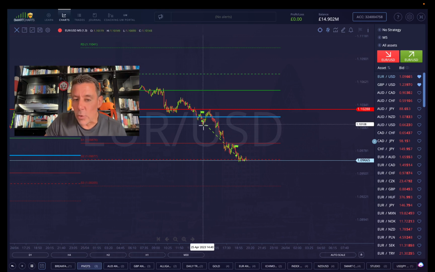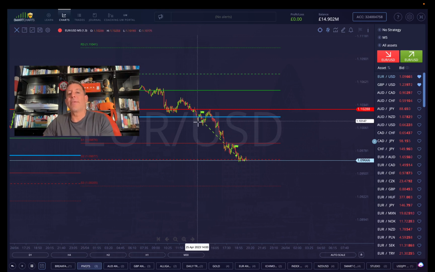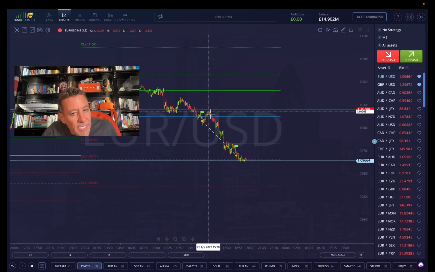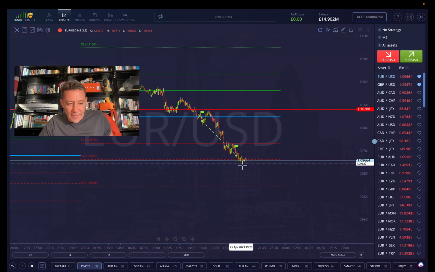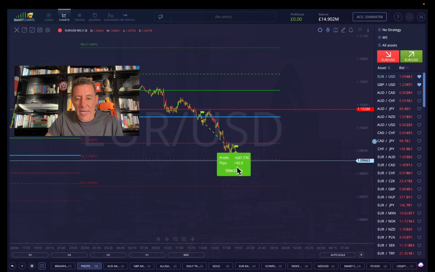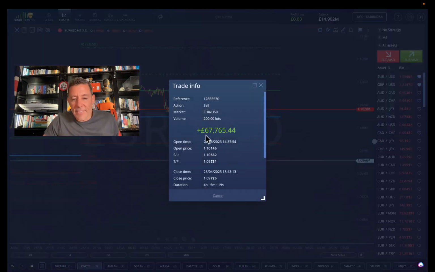And then I didn't enter until we clearly broke through this main pivot point line, right? So I'll have done that. It would have dropped a bit further. It would have rallied up a bit. I would have been pretty much in loss a little tiny bit there. But then, okay, pretty much it went down. Then it hit my profit target, which was, as you can see on this green spot. I click on the trade. Here's the ticket. And I made 67,765.44. And it's an automated trade, right?